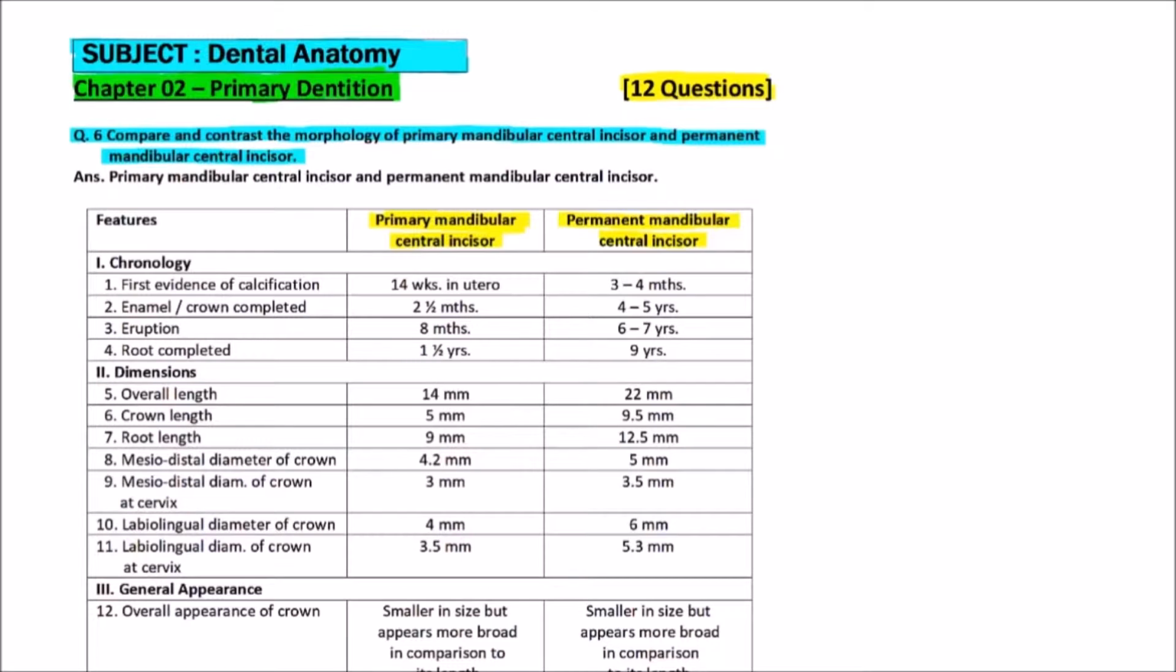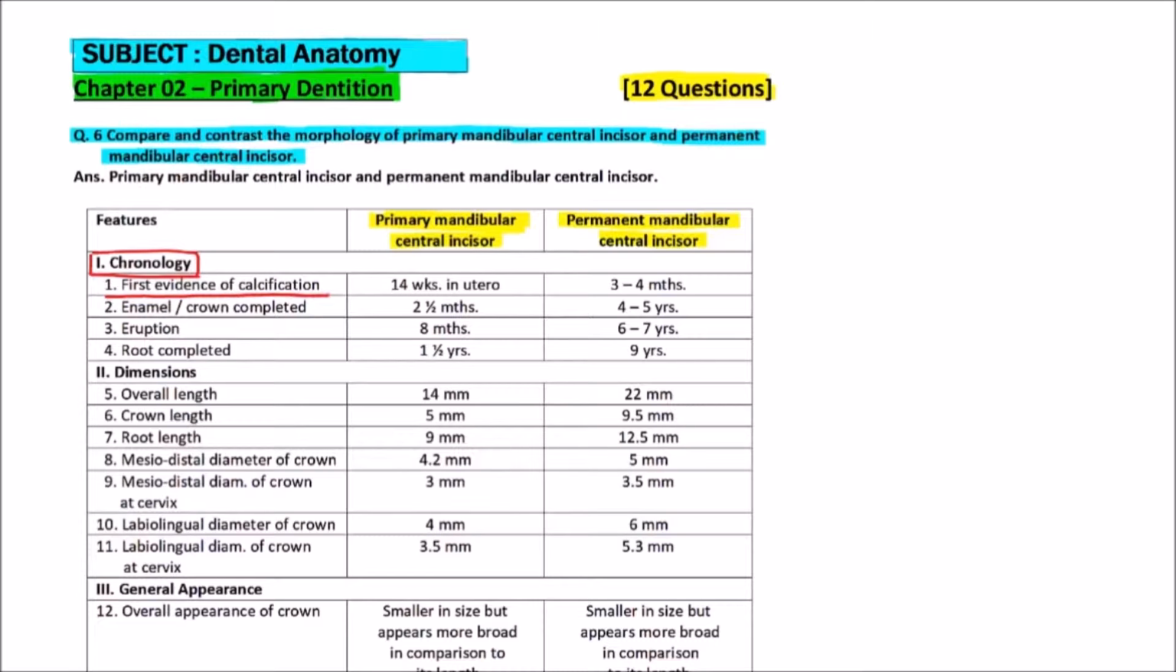In this video on dental anatomy, I am going to discuss the question: compare and contrast the morphology of primary mandibular central incisor and the permanent mandibular central incisor. First of all, we'll compare the chronology.